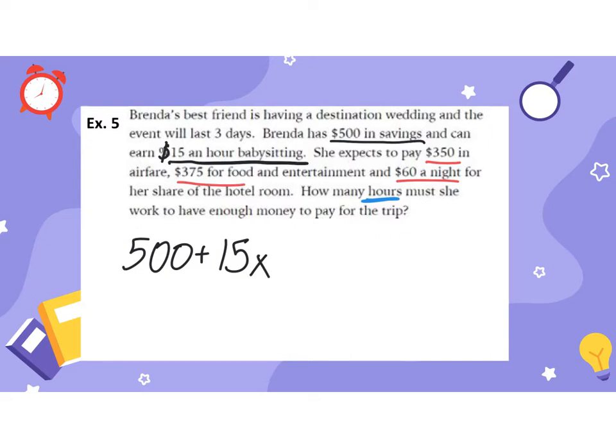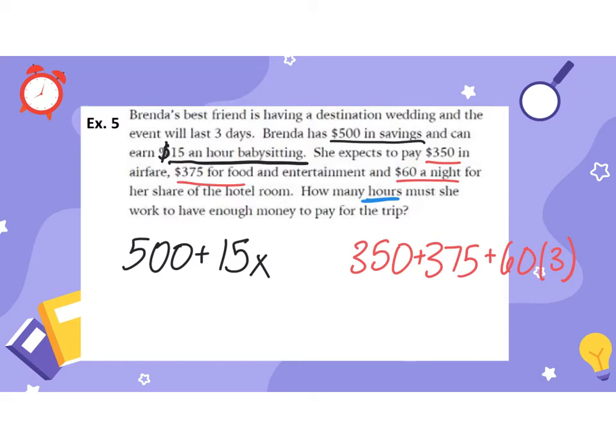The other side is gonna be money that we don't have, money that we're spending. So $350 in airfare. That's an expense. $375 for food. That's an expense. $60 a night. Well, if we're there for 3 days, how many nights is that? Did you guys do 3 nights or 2? It doesn't really matter. You did 3? Okay. It's kind of a weird worded question too. So we'll do 3 nights, so 60 times 3.